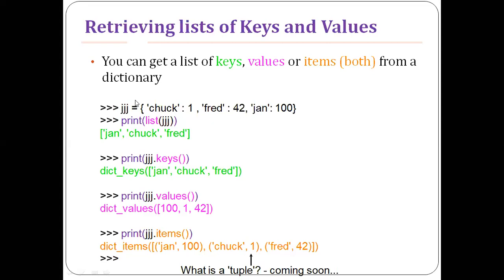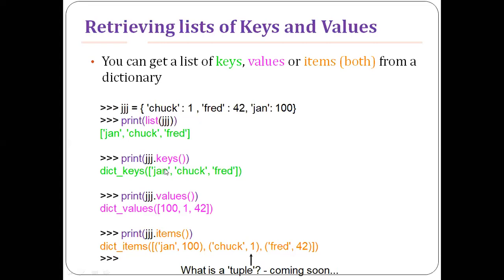Lookup tags from the dictionary. In this case, I have three keys: Chuck, Fred, as well as Jan, and those will be displayed as a list. John, Chuck, as well as Fred. This is how you can print or extract a list of keys as well.